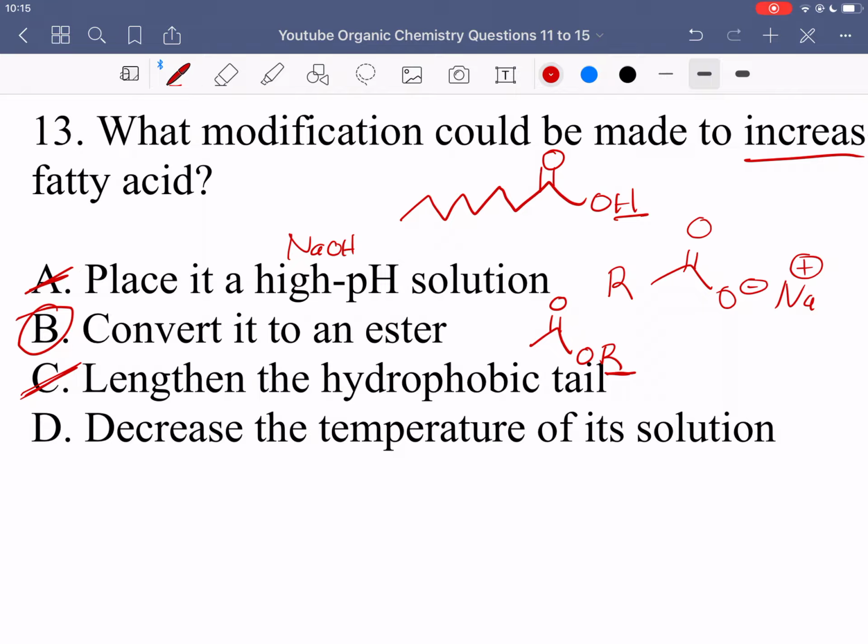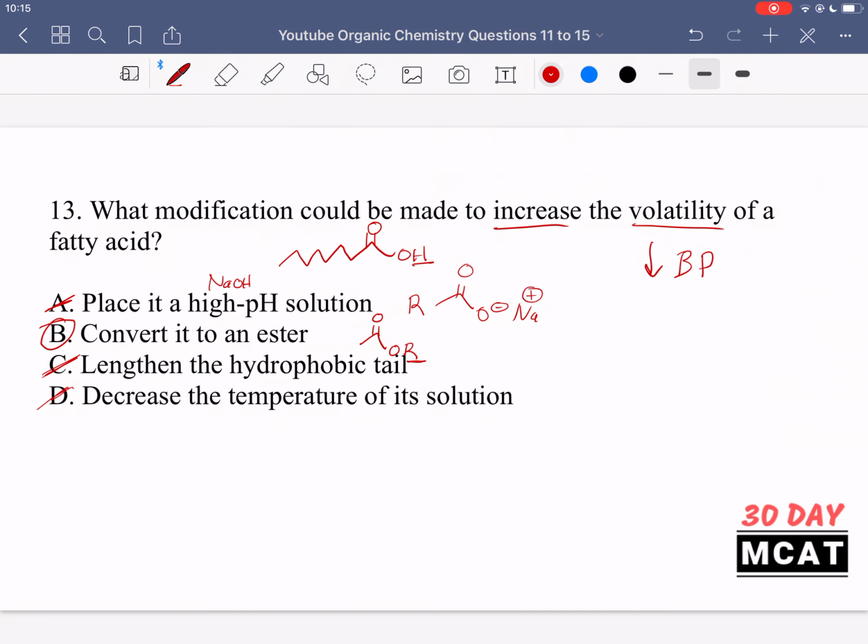And then option D is saying if we decrease the temperature of the solution. Of course not. If we decrease the temperature of something, we're going further away from the boiling point. You need to increase the temperature of something, and then that brings it closer to its boiling point, and it increases the vapor pressure above the liquid. That would lead to an increased volatile solution. So you want to increase the temperature, not decrease it. Therefore, option D is incorrect. And then B is the best answer for question 13.